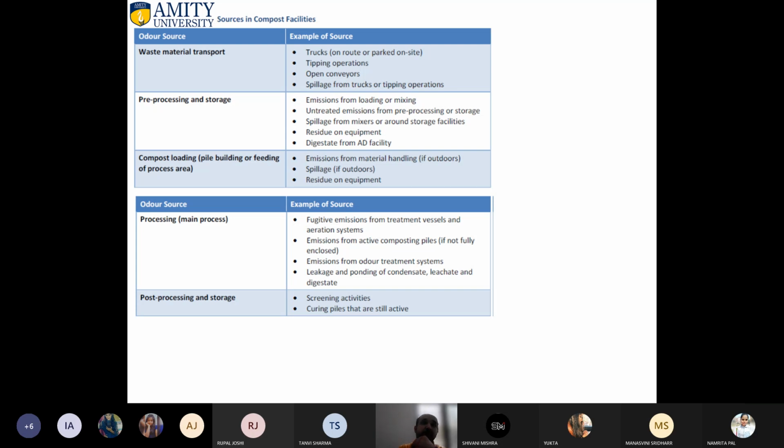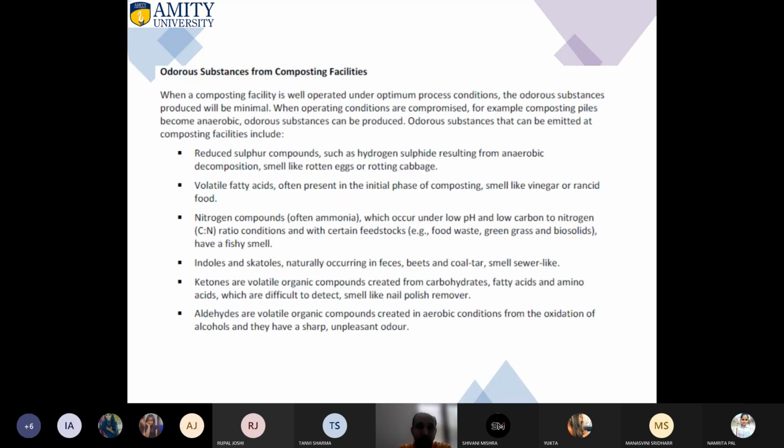Then post processing and storage. So post processing is that the compost is ready, now you have completely processed it. That is, once it is made, the processing after that is that it should dry enough that ultimately it can be stored in bags at one particular place so that any kind of smell may not come out of that stored product. So it is dried up. So that is an important thing that needs to be taken care of.